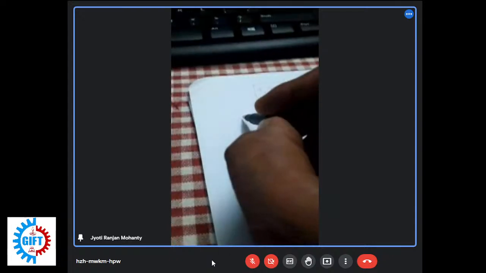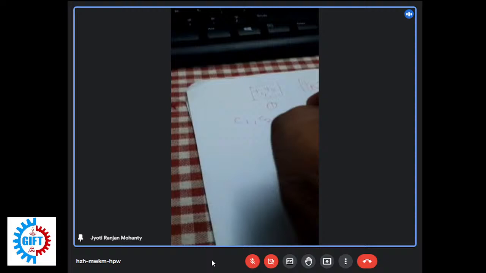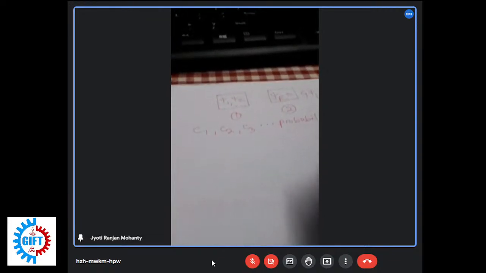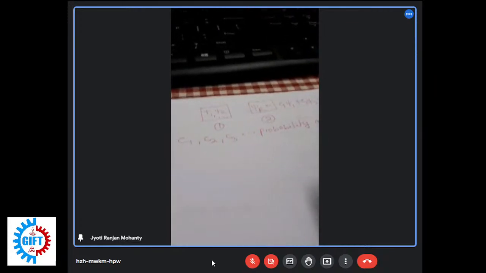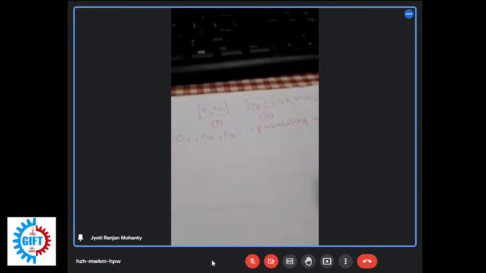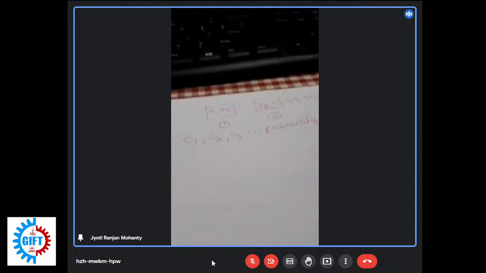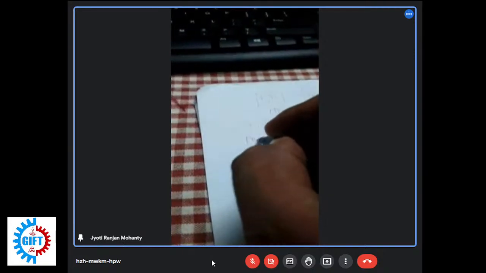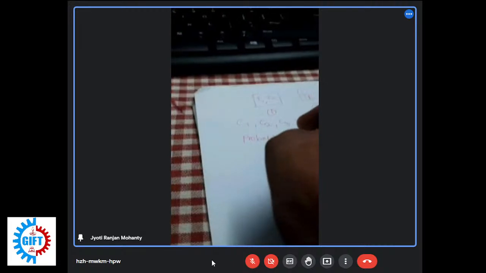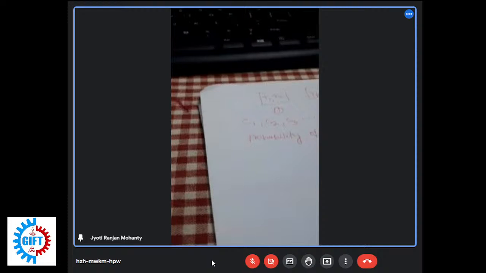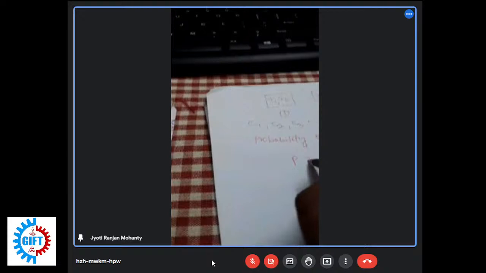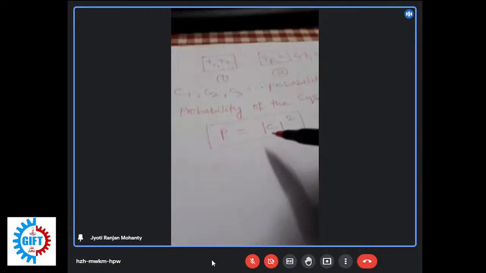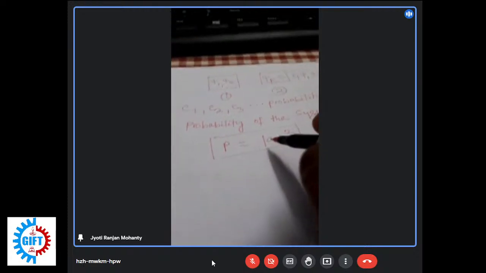Psi 1, psi 2, psi 3 are known as wave functions or eigenfunctions. There is a relationship between probability and amplitude. Probability of the system, P is equal to mod C squared. If the amplitude is known, then probability is equal to the square of the amplitude. Understood?